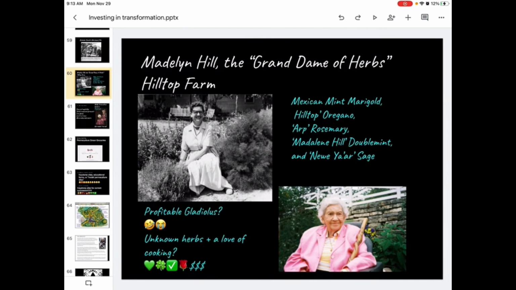And she cultivated select varieties like her own hilltop oregano, ARP rosemary, one of the coldest tolerant rosemaries around, and her famous Madeline Hill double mint, which has both the spearmint oil and peppermint oil in it. And again, it can really only be cultivated from root cutting, which makes it a very valuable plant. And that's a great thing about these.